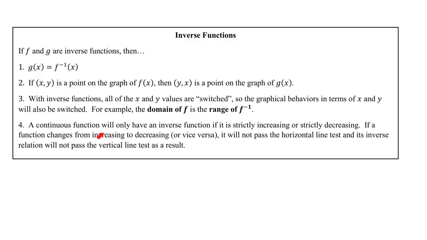Last, a continuous function will only have an inverse function if it is strictly increasing or strictly decreasing. So I can't have any change in increasing to decreasing or decreasing to increasing. If a function changes from increasing to decreasing, it will not pass the horizontal line test. Oh, that's a new one.